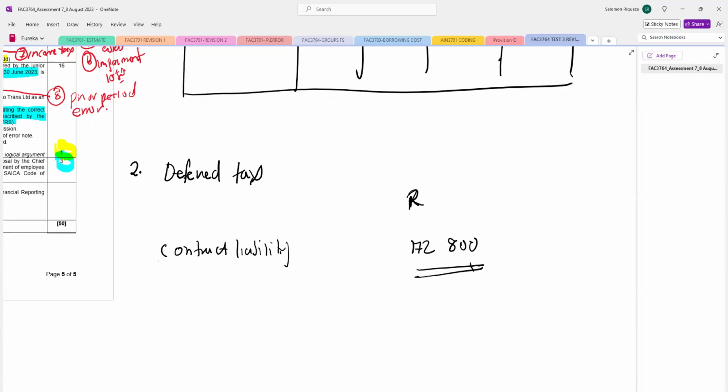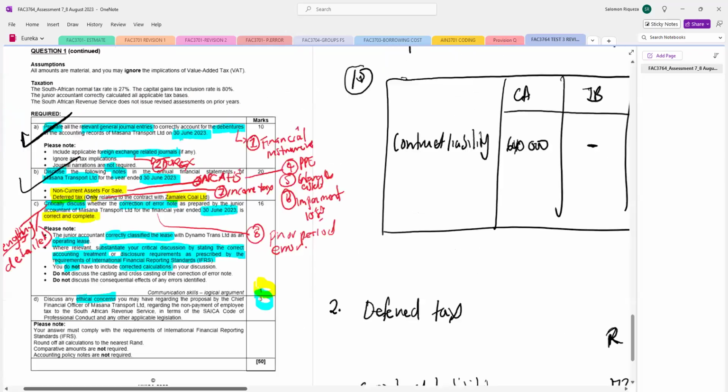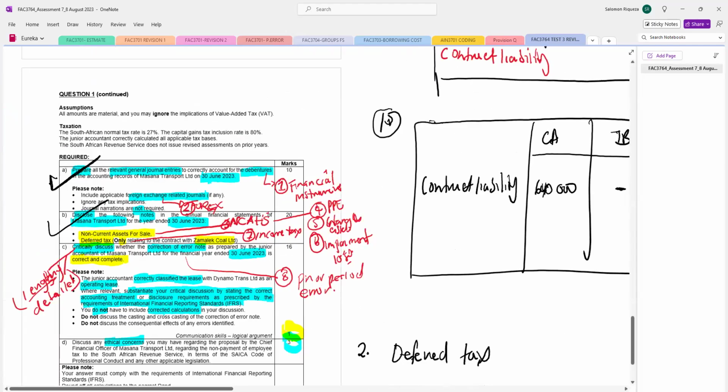Do we have any question on that? Guys, one thing I've noticed, they really love revenue. They love revenue. Please make sure you understand revenue. It's as if every test has revenue. If it's not coming in a journal, it will come in a note like this or in a discussion somewhere, but it's coming somewhere. So please make sure you understand revenue. Right, so B is done. We are on C.